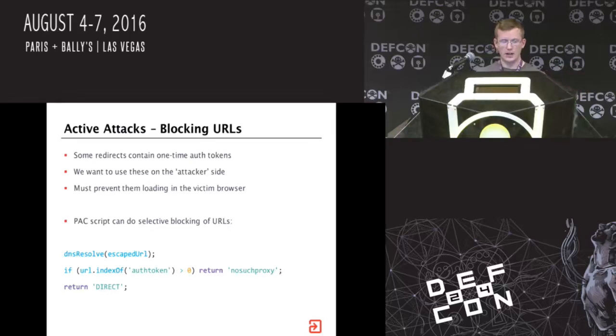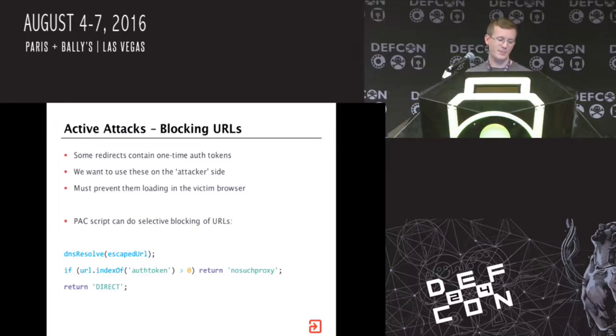The second technique, which you'll see in the demos soon, is for dealing with one-time auth tokens. So perhaps we do this redirect. The user's browser redirects to a URL, and we can leak the token. But the problem is that the attacker wants to use that token, and if the user's browser gets there first, then that token's no good to us anymore if it's a one-time token. So the attacker wants to use it, but we want to stop the victim browser from requesting it.